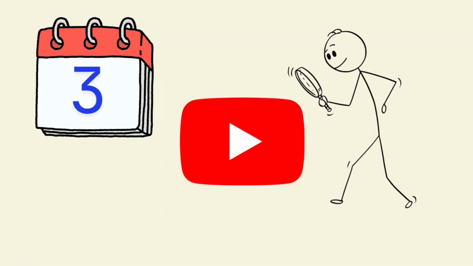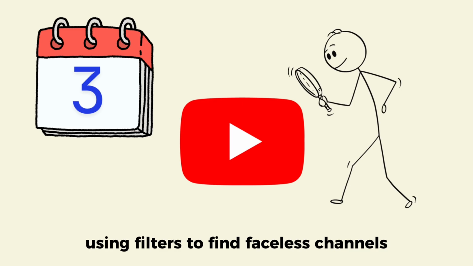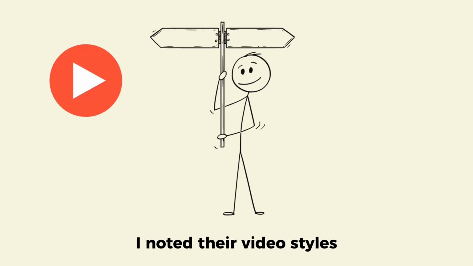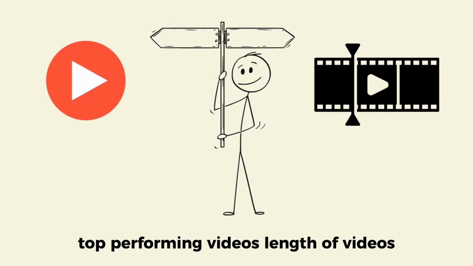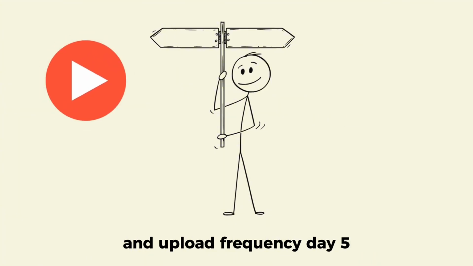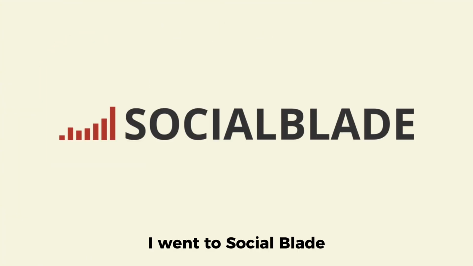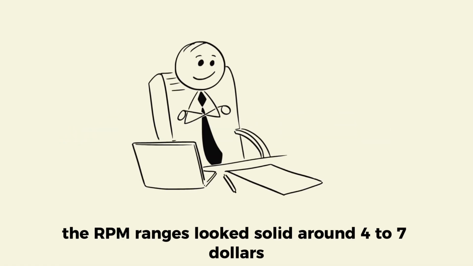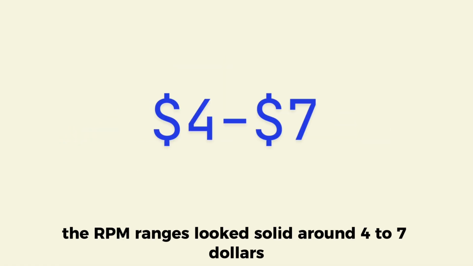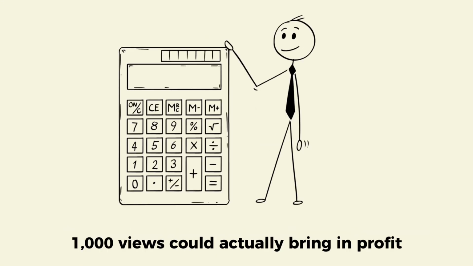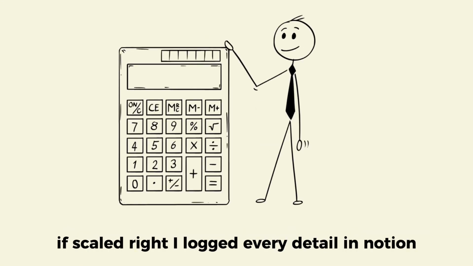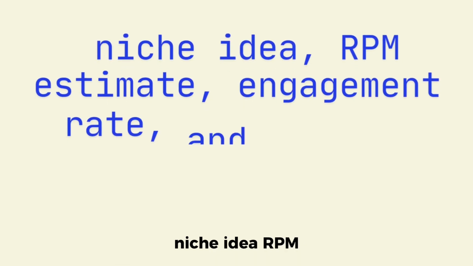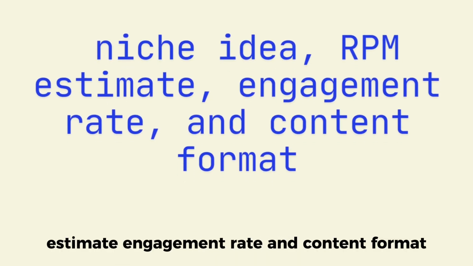Day 3. I searched YouTube using filters to find faceless channels in the niches I was researching. I noted their video styles, top performing videos, length of videos, and upload frequency. Day 5. I went to Social Blade and typed in the top 3 channel names. The RPM ranges looked solid, around $4 to $7. I calculated that 1,000 views could actually bring in profit if scaled right. I logged every detail in Notion: niche idea, RPM estimate, engagement rate, and content format.